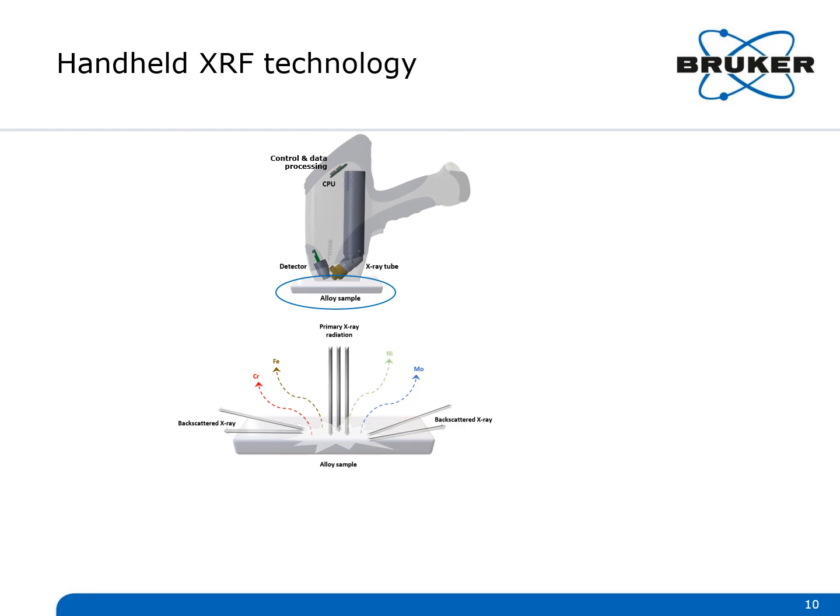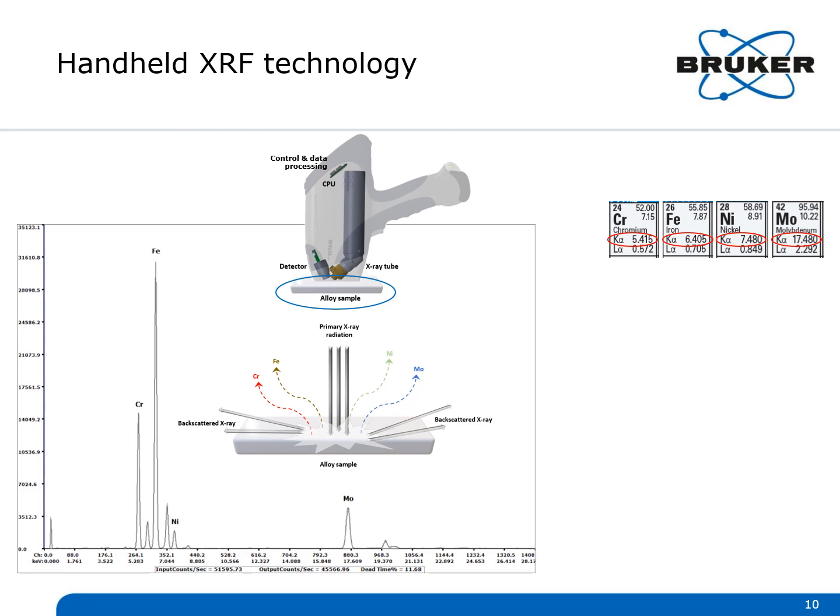The primary X-ray radiation from the tube excites the elements in the alloy sample, and they are detected by the energies emitted by those elements. Each element, such as chromium, iron, nickel, and molybdenum, has its own signature energy which the detector recognizes. The data processor views the elements in what is called a spectra. If the element is in the sample, the detector sees its energy signature along the x-axis. It can also tell how much of each element is in the sample using the height of its peak along the y-axis.